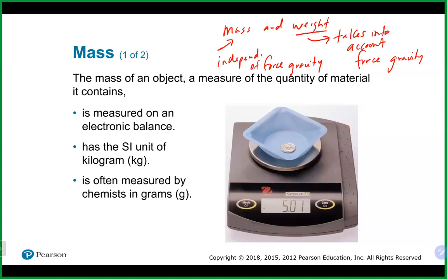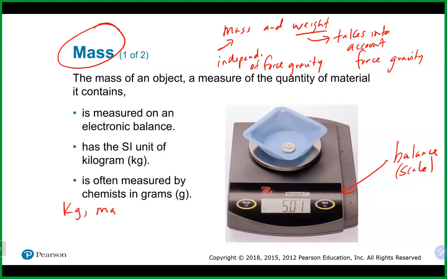So in chemistry, when we actually use something like this, which is known as a balance, which is a fancy word for a scale, and that's the process of weighing something, we actually refer to it as gaining the mass of the object. So you should refer to it as gaining the mass of the object, not the weight of the object. And the SI unit for mass is kilograms. Common units of mass: kilograms, milligrams, obviously grams as well.